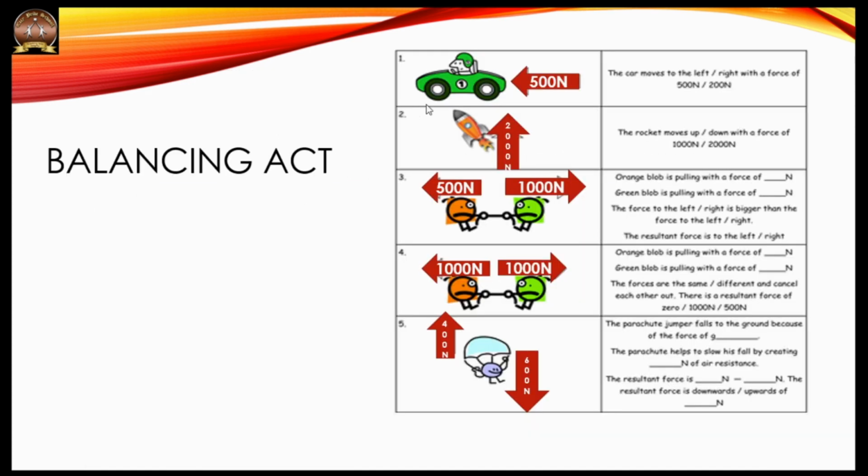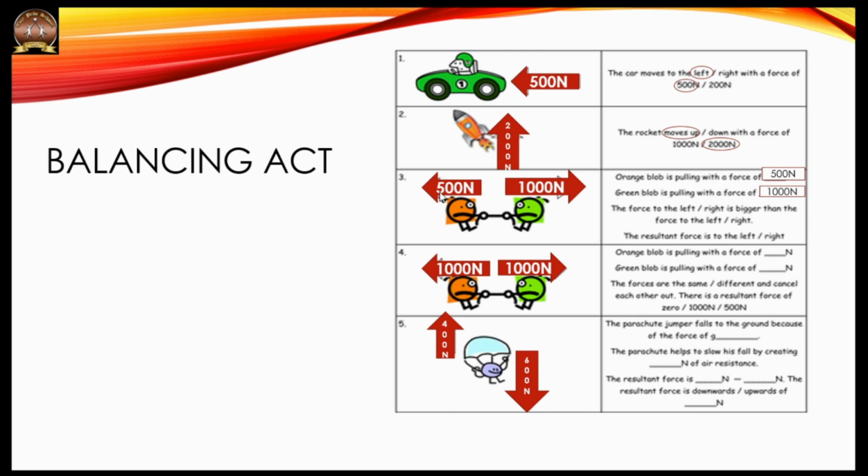Now let's solve some balancing problems. We could say that the green car moves towards the left with a force of 100 Newton. The rocket is propelled or moves up with a force of 2000 Newton. The orange blob is pulling with a force of 500 Newton and the green blob is pulling with a force of 1000 Newton.